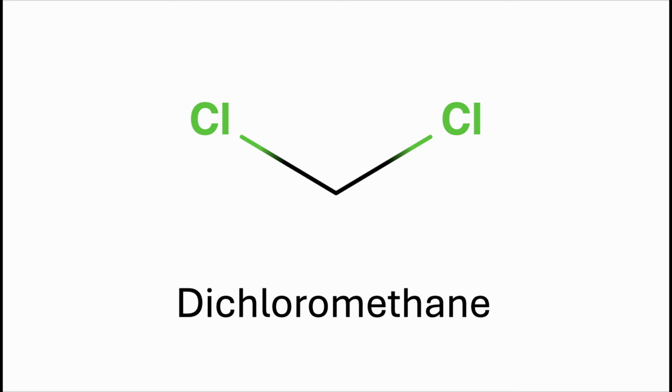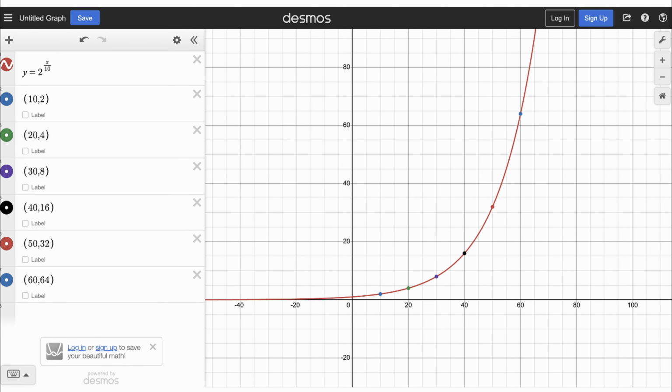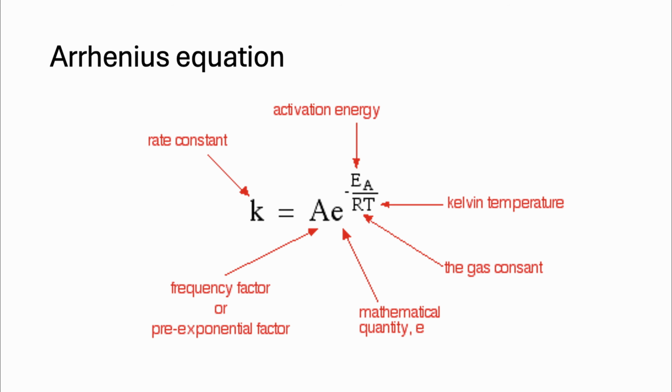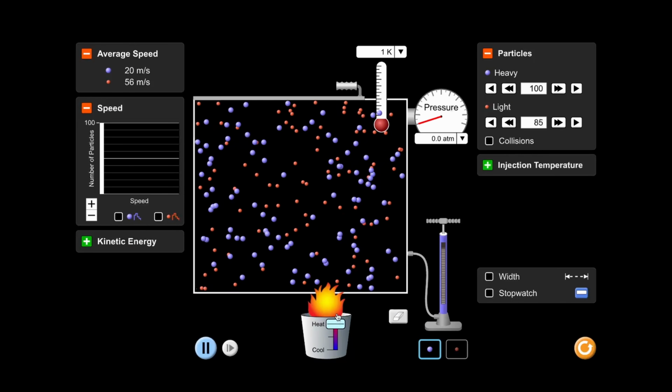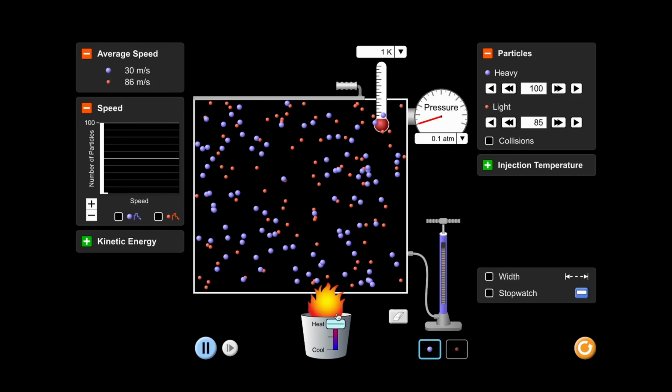You could also use dichloromethane instead, but keep in mind the reaction will take longer since the boiling point is lower. A general rule of thumb in kinetics is that for every 10 degrees increase in temperature, the reaction rate will double. This behavior can be shown in the Arrhenius equation, written as k equals A e to the negative Ea divided by RT. Here k is the rate constant, A is the pre-exponential factor, Ea is the activation energy, R is the gas constant, and T is the temperature in Kelvin. Essentially, as the temperature increases, more molecules have the energy to overcome the activation barrier, which accelerates the reaction.